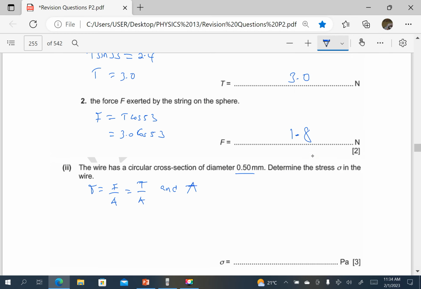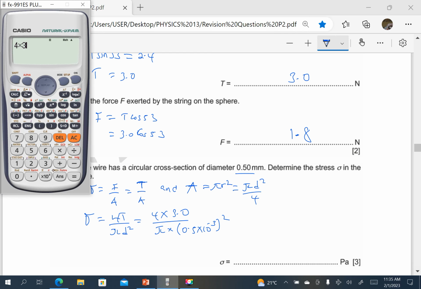So the cross sectional area is going to be pi r squared, which is the same as pi d squared divided by 4. So that means stress is going to be, substituting pi d squared over 4 into this formula, 4 times the tension divided by pi d squared. When we substitute, we get 4 times the tension, which was 3.0, divided by pi, and the diameter is 0.5 times 10 power negative 3, and this is squared.